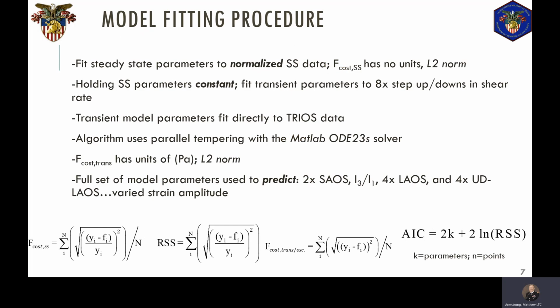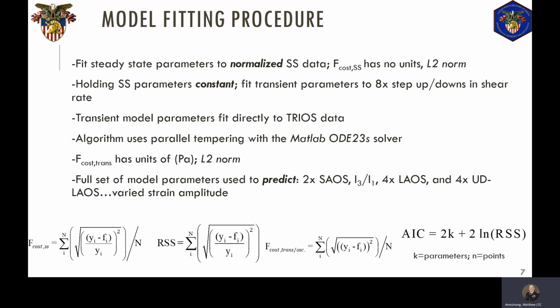Our model fitting procedure is simply to fit each model to steady state, only the steady state parameters first. We're going to normalize the stress here because there's 4 orders of magnitude difference. Second step is to hold those steady state parameters constant and then fit to 4 step ups and 4 step downs. And then we're going to hold all of those parameters constant, and we're going to make a series of predictions of small amplitude, large amplitude, and unidirectional large amplitude oscillatory shear.